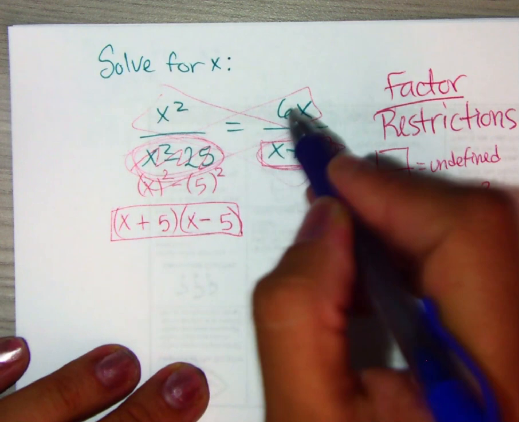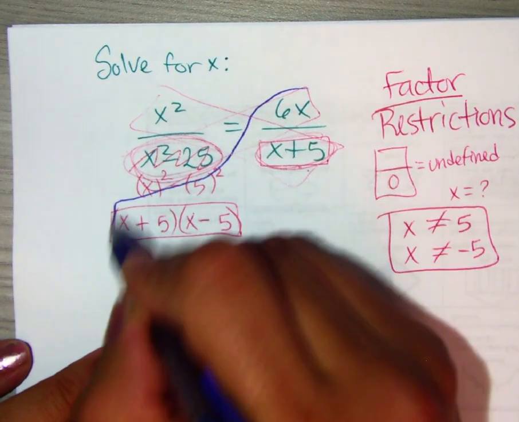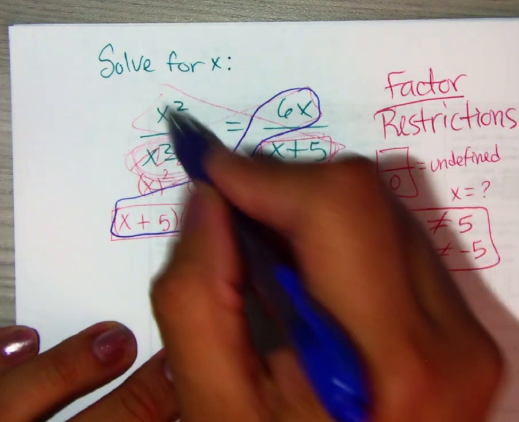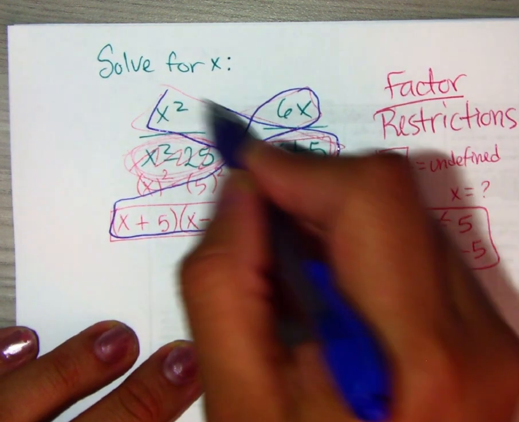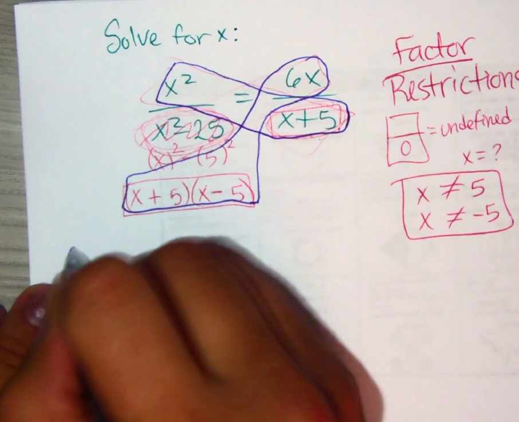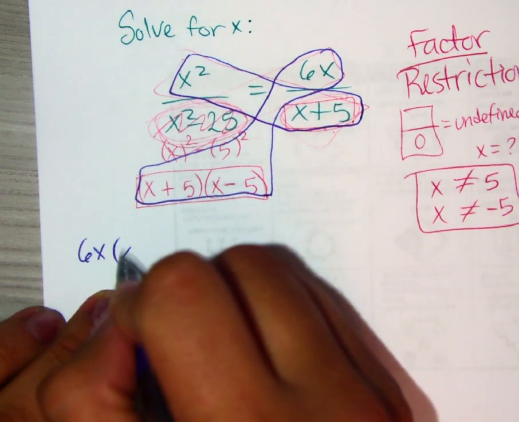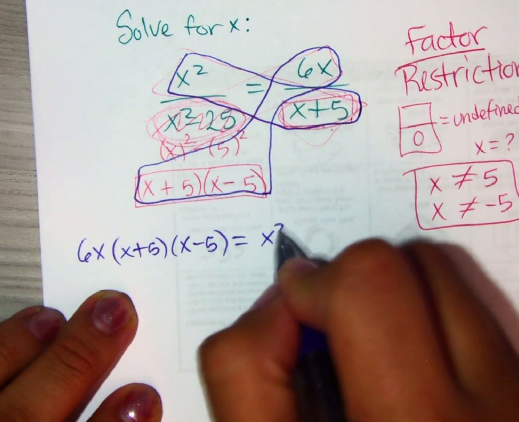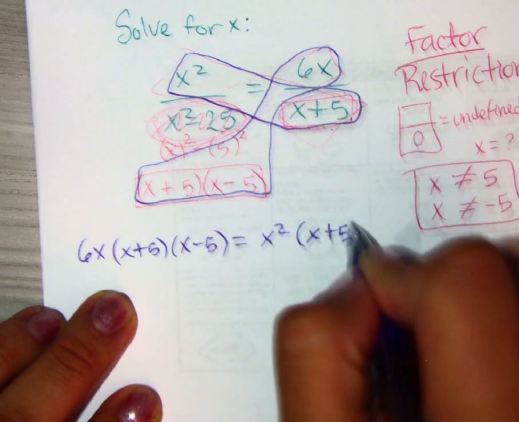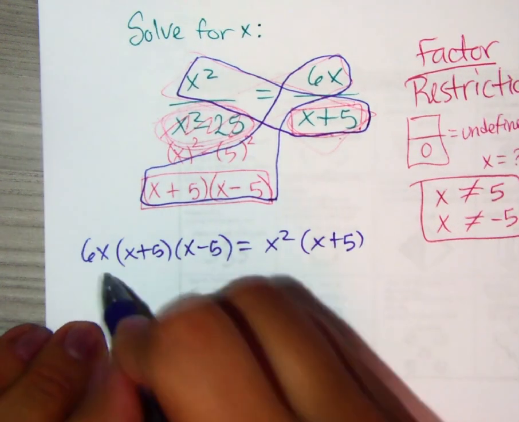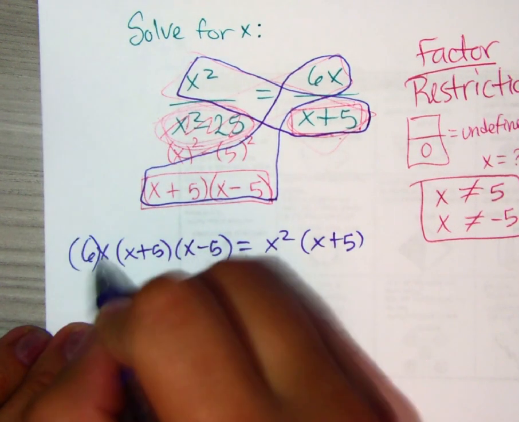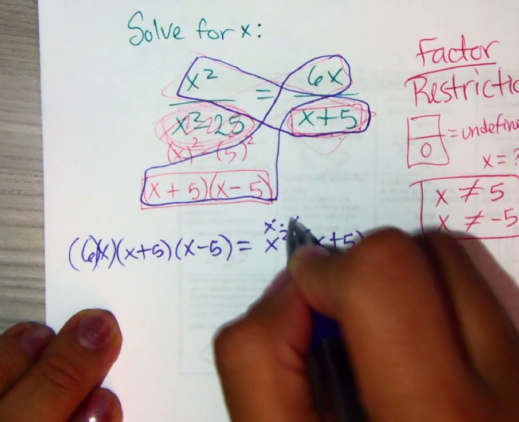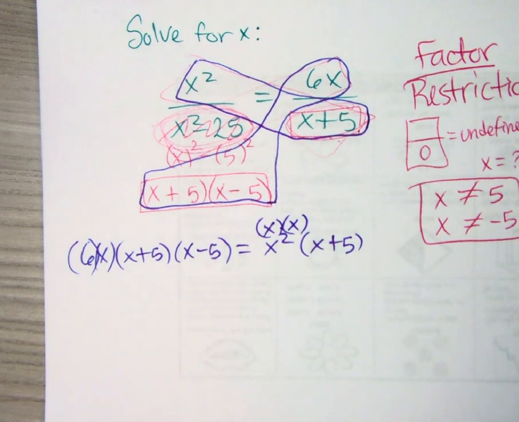All right, so now let's multiply across. I'm going to multiply with 6x, but multiply with the factors. That way you can have an easier way to understand this. Then multiply this times that, and you're going to get 6x times x plus 5 times x minus 5 equals x squared times x plus 5. Now I just want to point out that 6x is technically 2 factors, 6 times x, and x squared is technically 2 factors of x times x. So just keep that in mind.